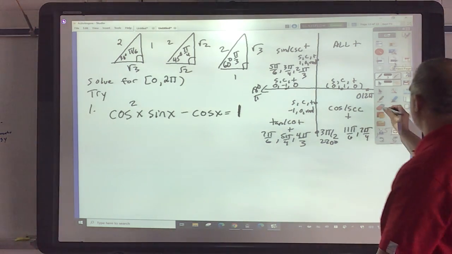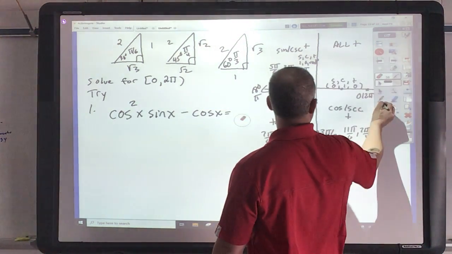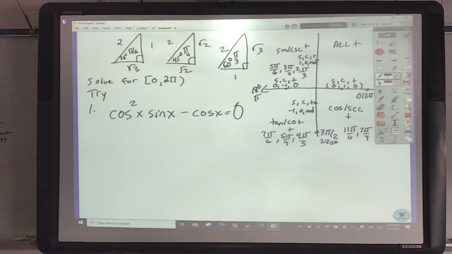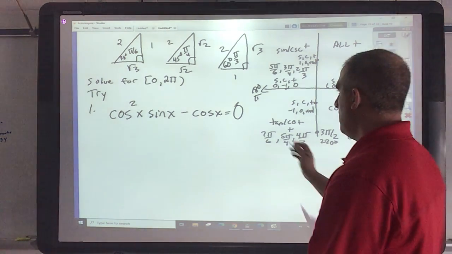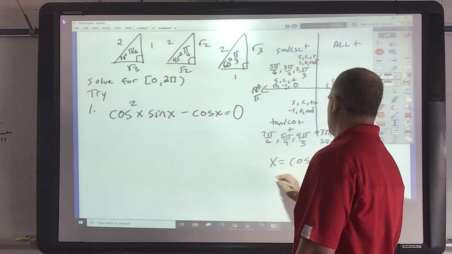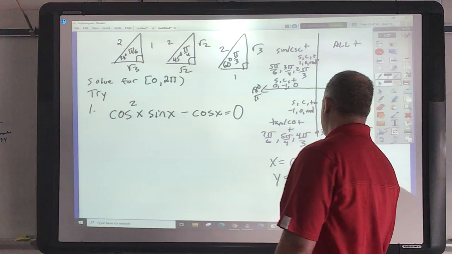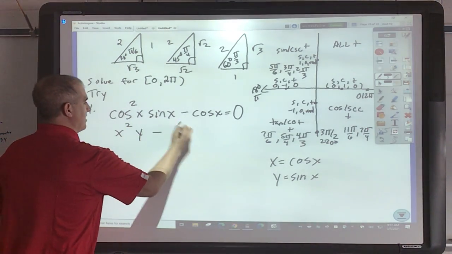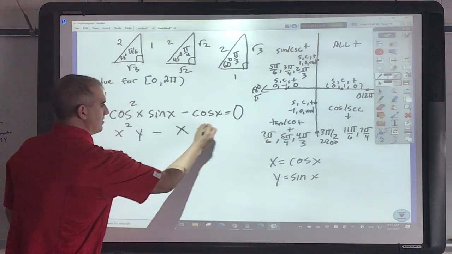Okay, I am going to change this to a 0. I don't think that that was set equal to 1. I think I made that one up. Okay, so I would do x equaling cosine of x, y equaling sine of x. So I got x squared and a y minus an x, okay, equaling a 0.